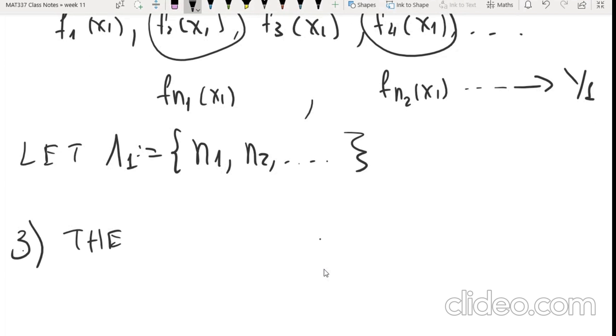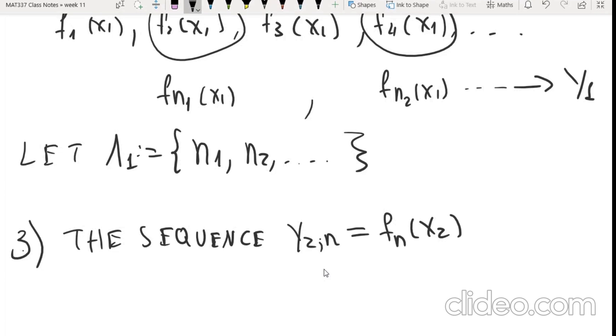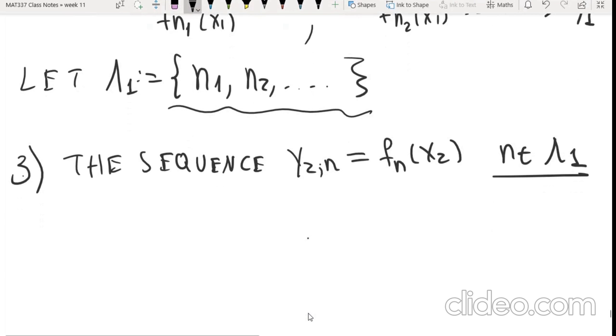The sequence y2n defined as, let me follow the same notation. But now n is in lambda 1, in that subset. Now you put x2. Again, by Bolzano-Weierstrass. So, okay, is that okay with everyone so far?